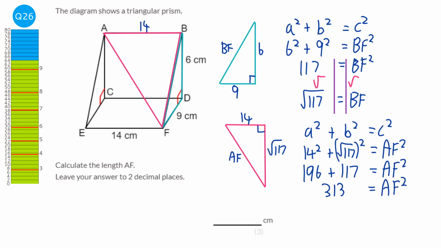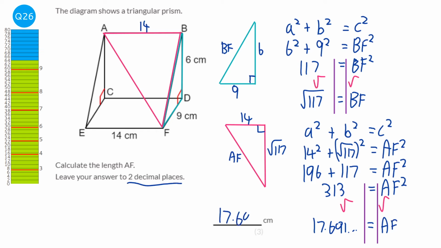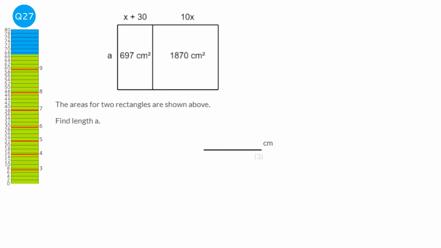And again get our solving lines in. Square root both sides. And this time we're actually going to square root 313 because we need a decimal answer. So it would be 17.691 blah blah blah. It's equal to AF. And it says to 2 decimal places, so that's going to be 17.69 centimetres.